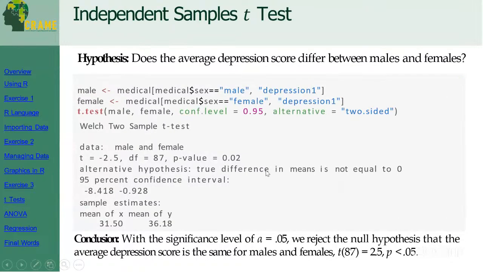Independent sample t-test, right? So for the independent sample t-test, what is the problem? I would like to see whether the average depression score differs between males and females. That is what we were seeing based on the box plot, based on the scatter plot, etc. Yes, what was the conclusion? Did it differ?